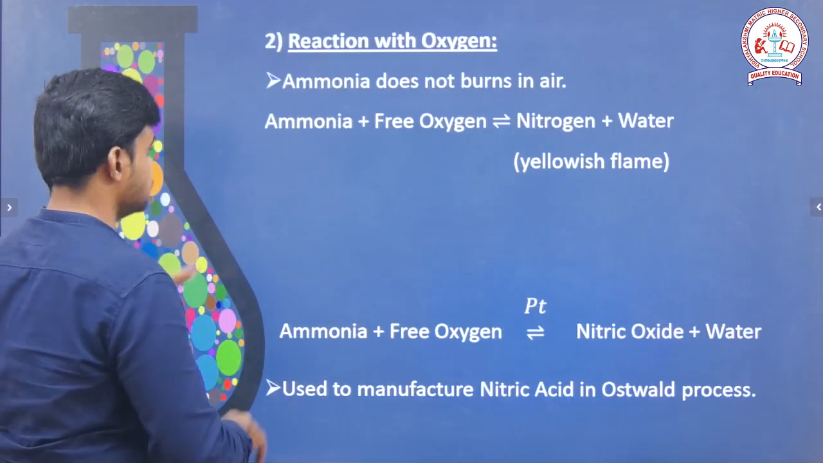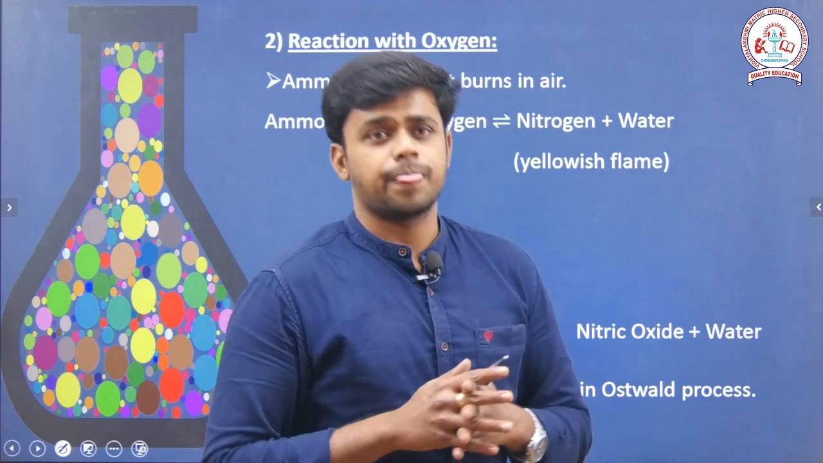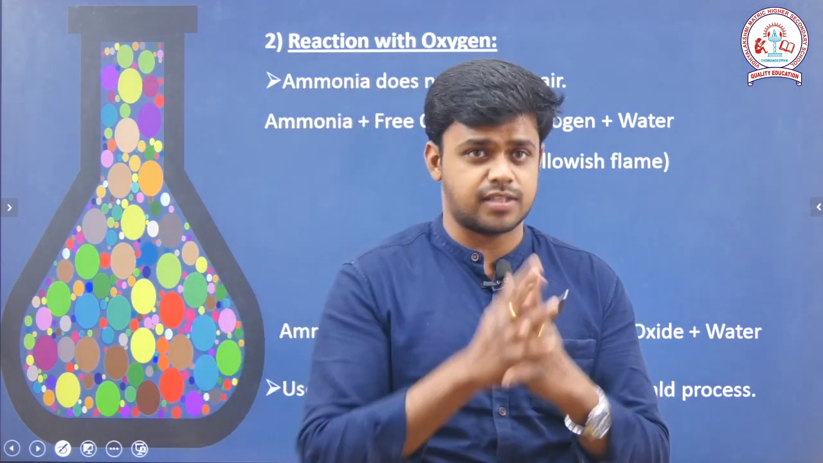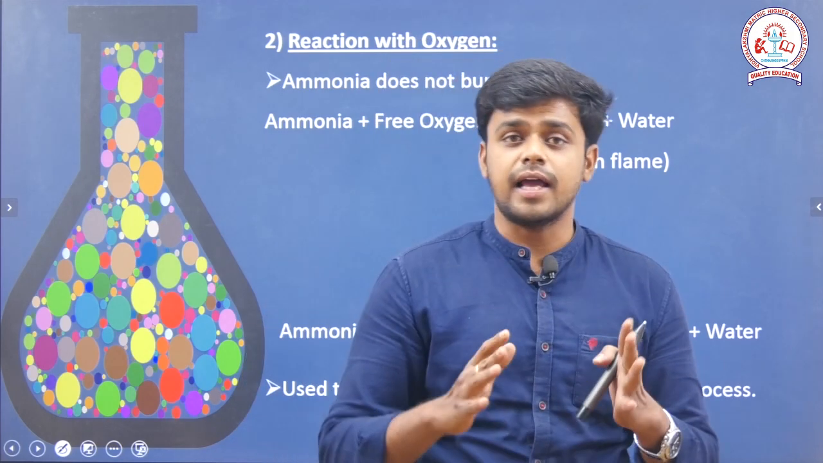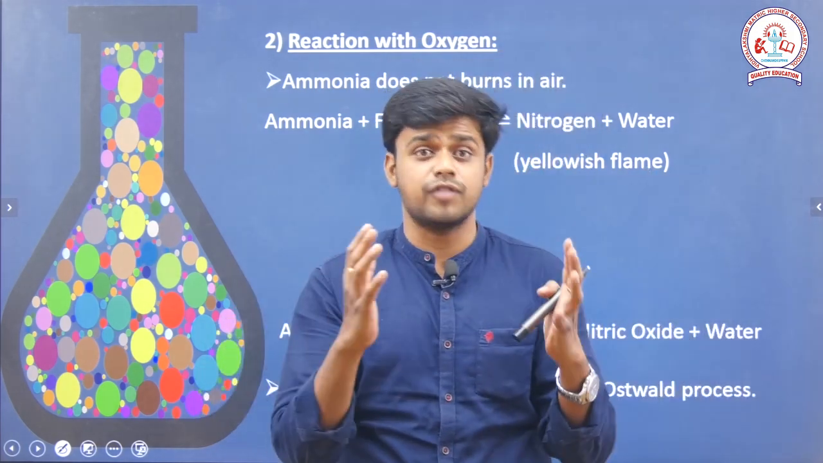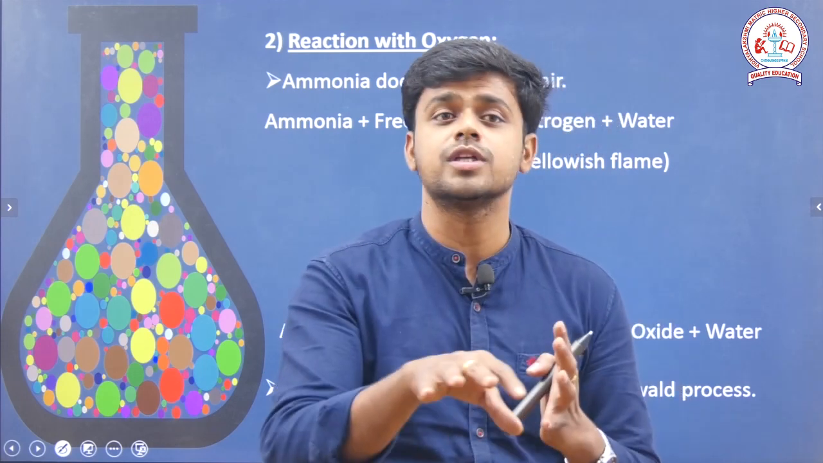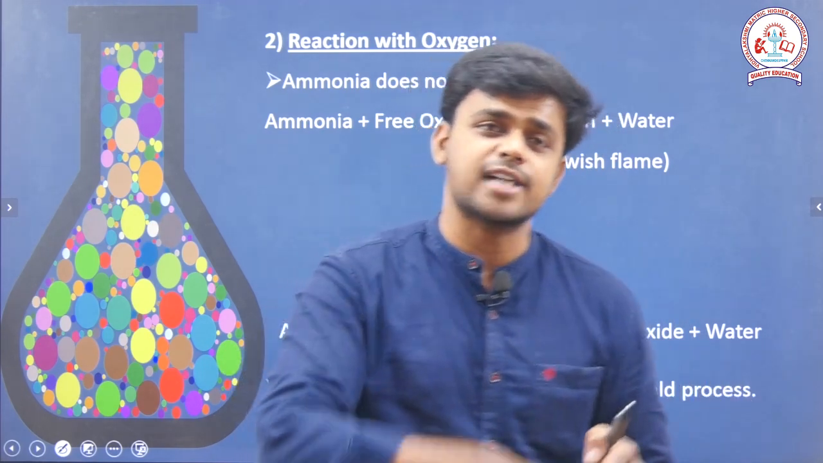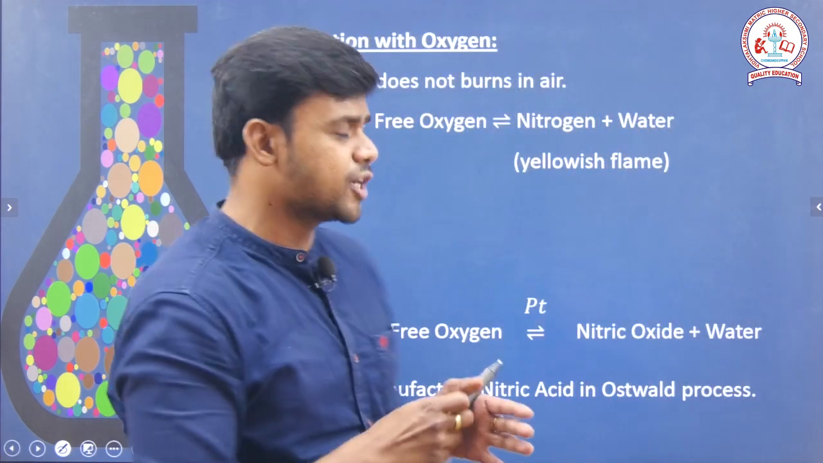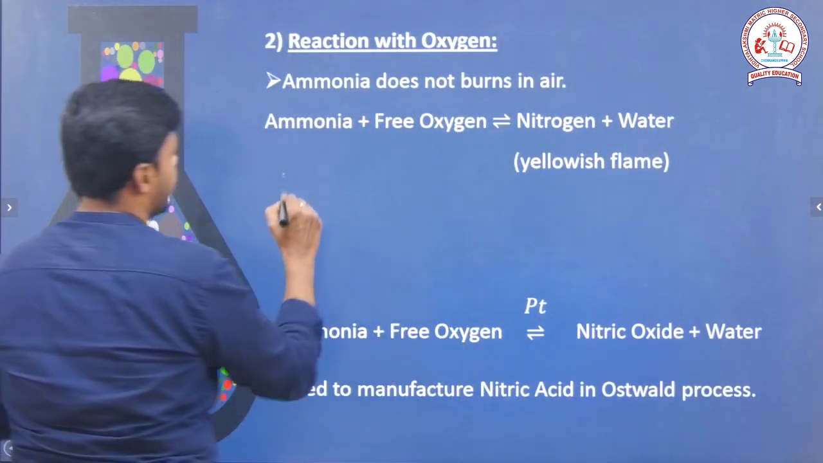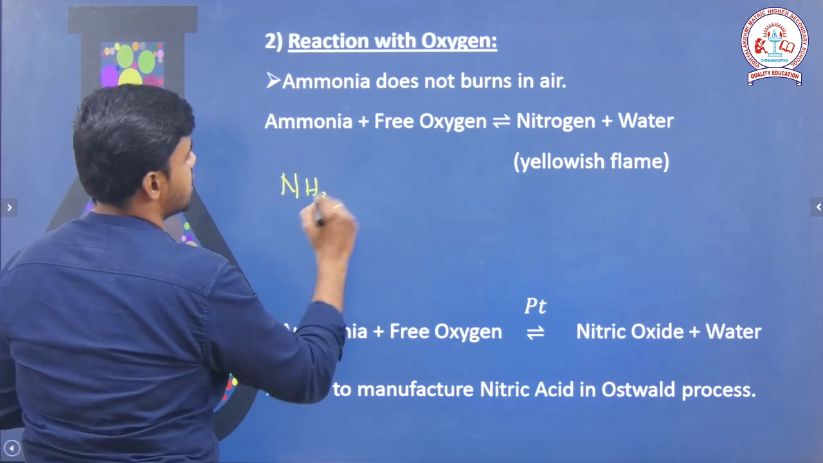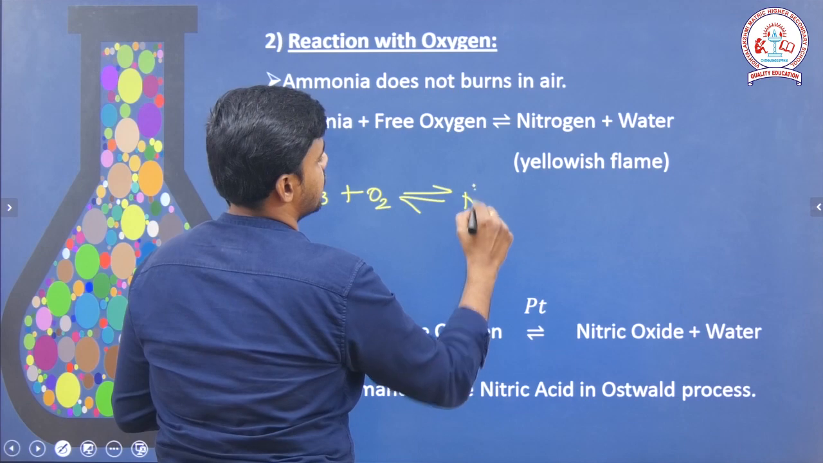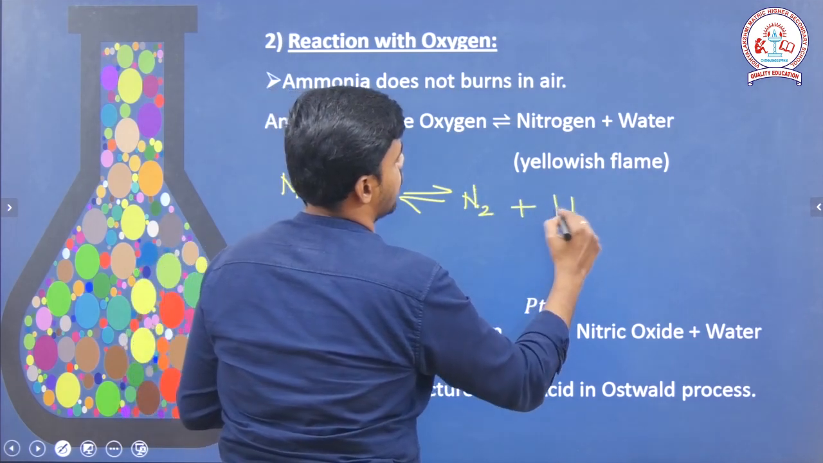Next one, reaction with oxygen. Air is a combination of gases, don't forget it. When oxygen is present along with all the other gases, ammonia does not react. So when will it react? When ammonia reacts with free oxygen alone. Look, this NH3 will react with oxygen and it gives molecular nitrogen plus water.